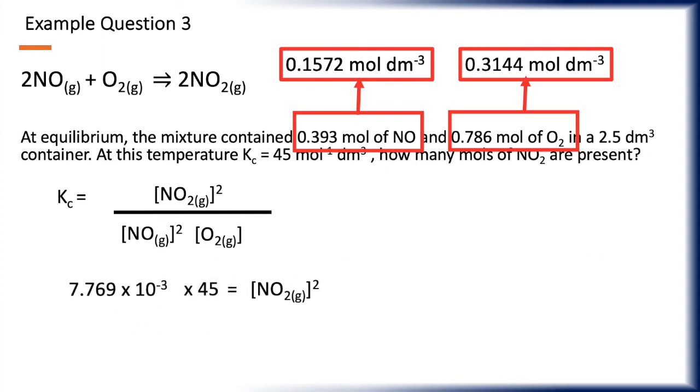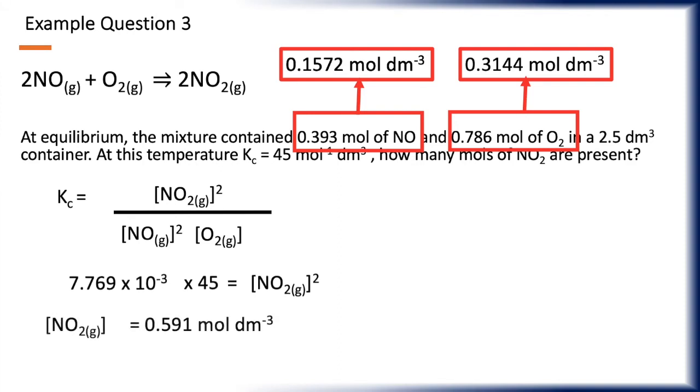Rearrange it. And then take the square root to give us a concentration of NO2 as being 0.591 moles per decimeter cubed. They wanted to find out exactly how many moles we had, so we need to times that by 2.5 to find the moles because we've got concentration. And so our final answer is 1.478 moles.